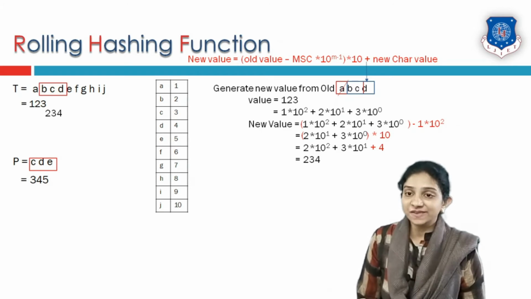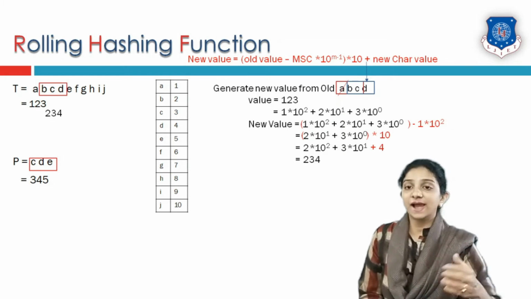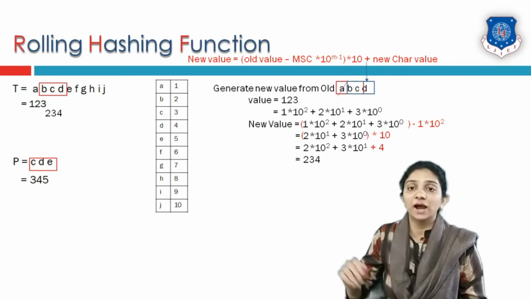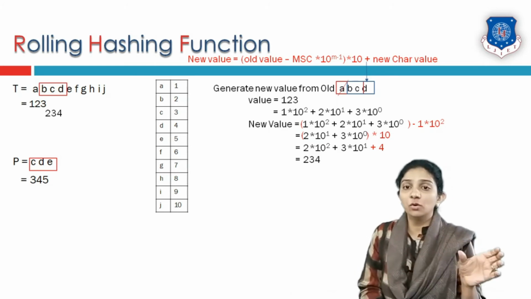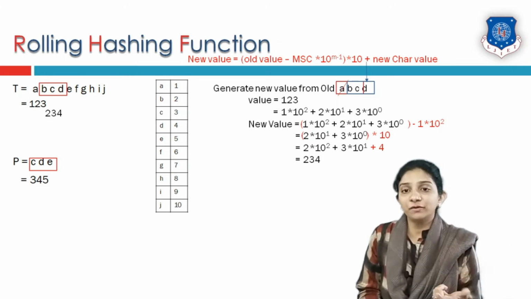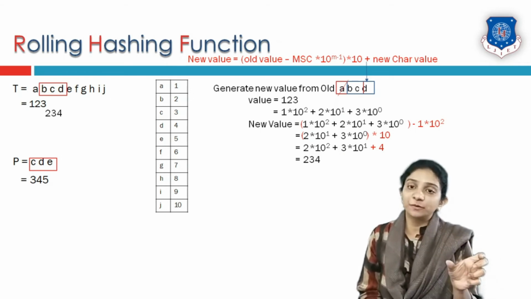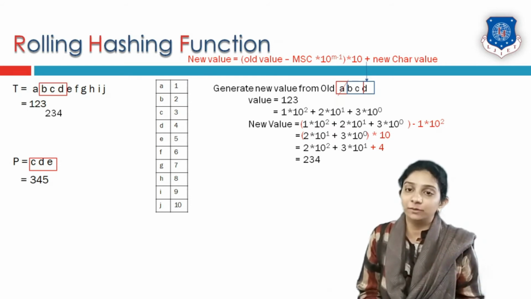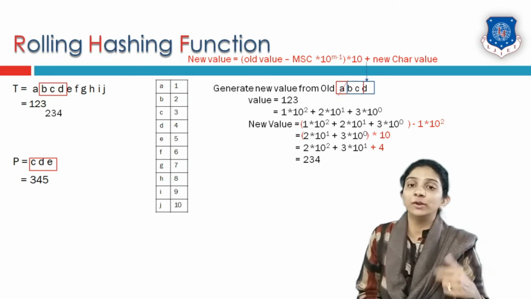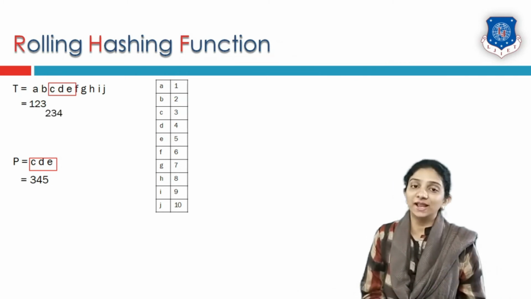So as you can see, only once we have to generate a long number, and after that with the help of only one formula we generate a new value. So whenever we are sliding our window to match new text with the pattern, we are only performing one operation. After sliding the window, one operation is performed to get a new numerical value, and that new numerical value will be compared with the pattern. If those values match, only then do we say that the text value is matching with the pattern value.